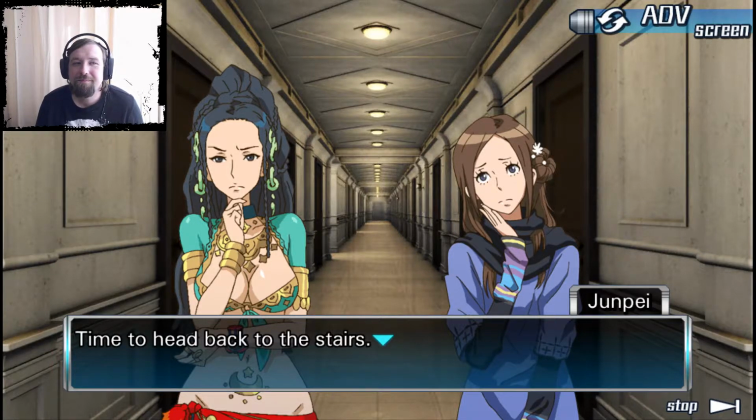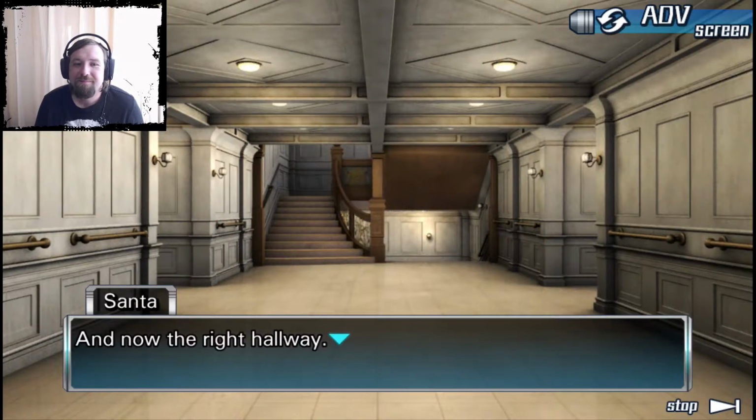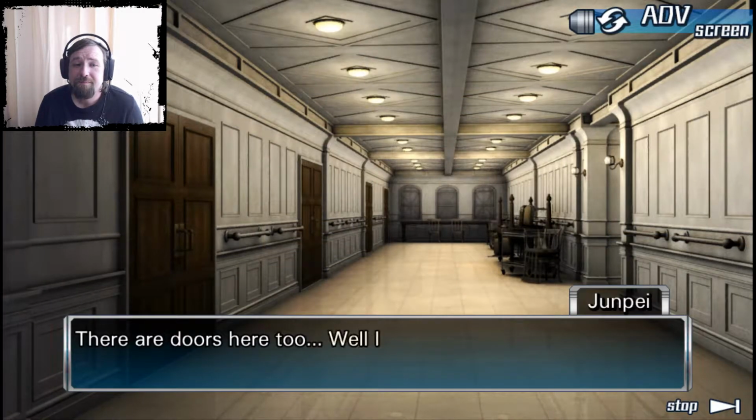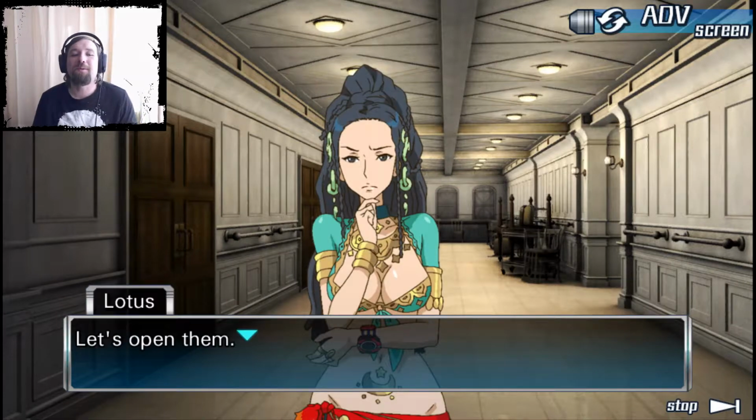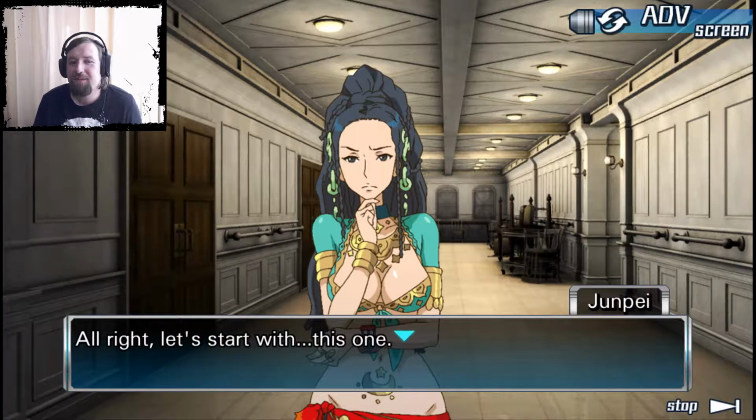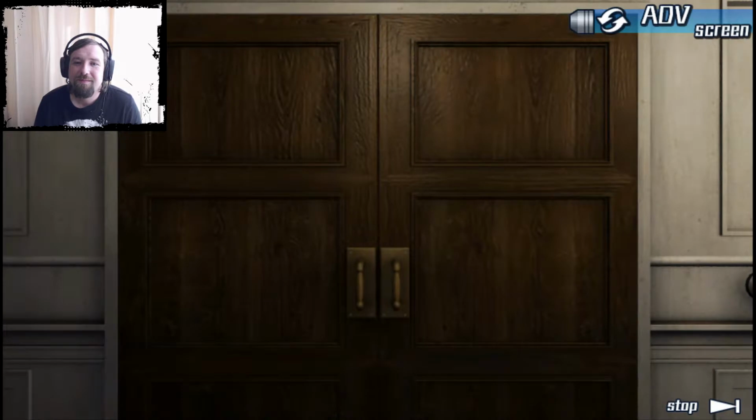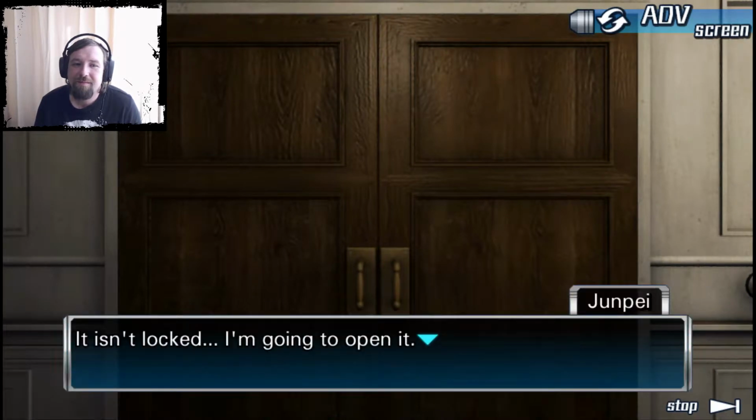Time to head back to the stairs. And now the right hallway. There are doors here too. Not many, though. Well, I guess it's just 4 this time. Most of them won't open anyway, will they? Half the doors are locked. All right, let's start with this one. Huh, it isn't locked. I'm going to open it.